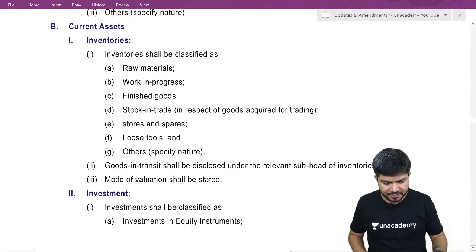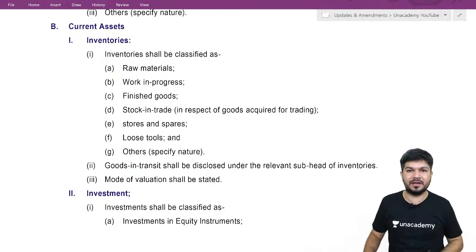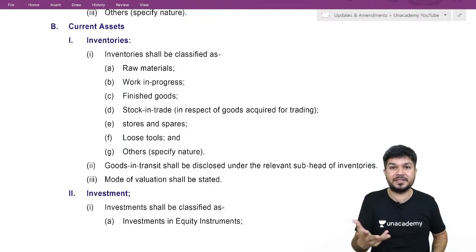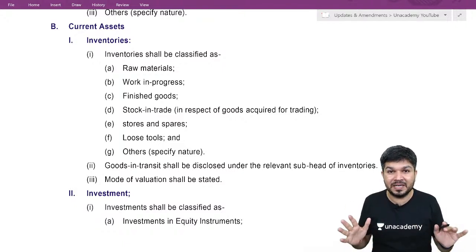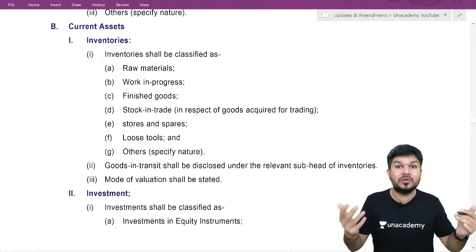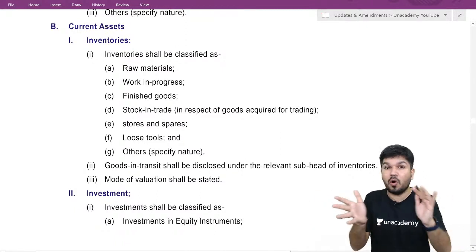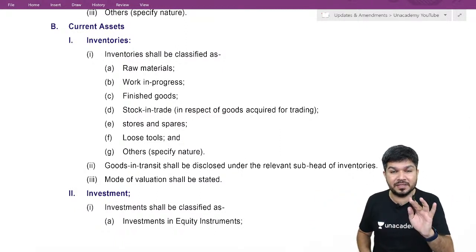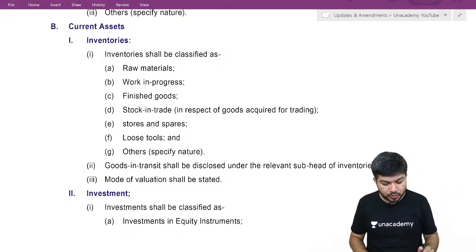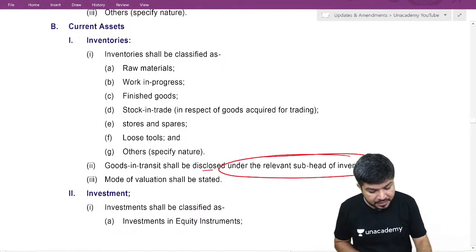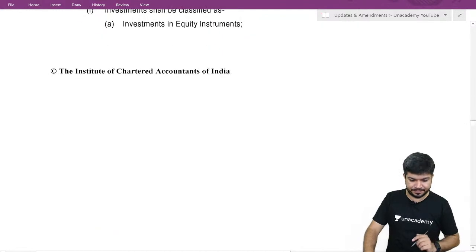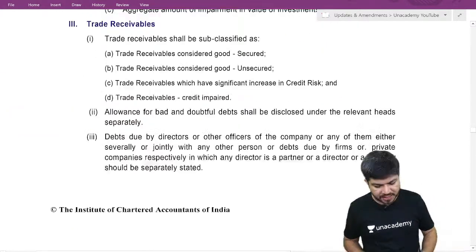Next, inventory is fine. Inventory mein one thing. If inventory is in transit, that is to be shown separately under the relevant head, like raw material in transit, finished goods in transit. Show separately. Don't have all goods in transit together. Raw material in transit separately, finished goods in transit separately, loose tools in transit separately. You have to have it separately under the relevant subhead. Did you understand the word? Under the relevant subhead.